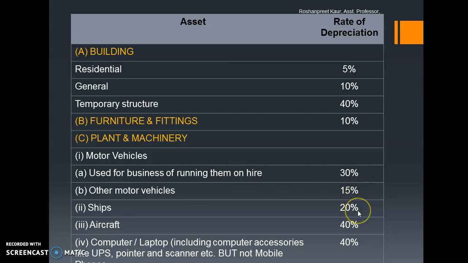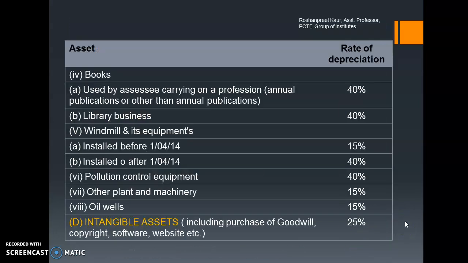If there are ships, then it has a rate of 20%. If there is aircraft, then it has a rate of 40%. Then there are computers and laptops. Whenever I talk of computers or laptops, it includes its accessories as well, such as UPS, printer, or scanner. But it does not include mobile phones. On computers and laptops there is a depreciation of 40%.